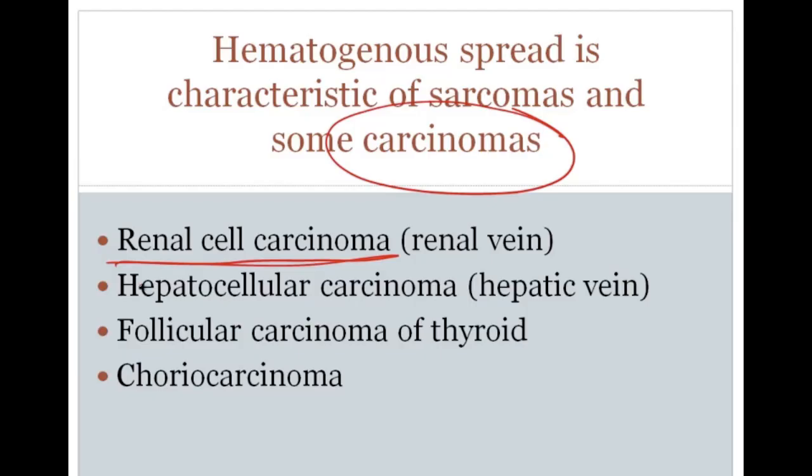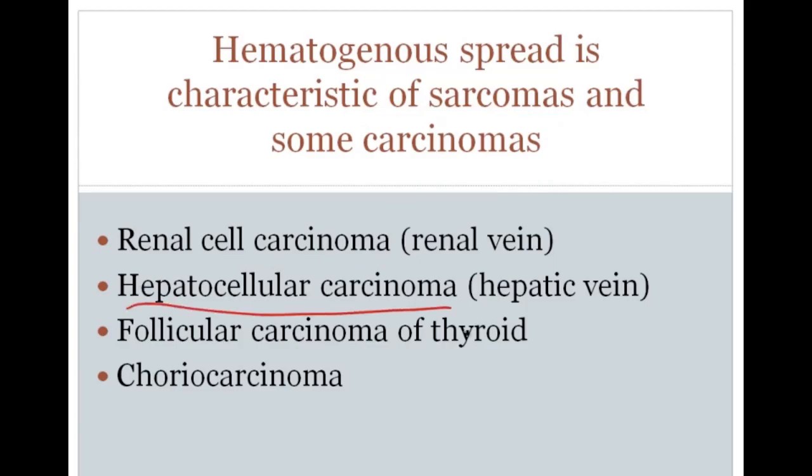And when it invades into the renal vein, it can present with distant metastases. It's not uncommon for a patient with renal cell carcinoma to present with distant metastases. Another carcinoma that likes to spread hematogenously is hepatocellular carcinoma. This likes to invade the hepatic vein and then can spread to distant sites. A third carcinoma that likes to spread hematogenously is follicular carcinoma of the thyroid. And the fourth is choriocarcinoma.